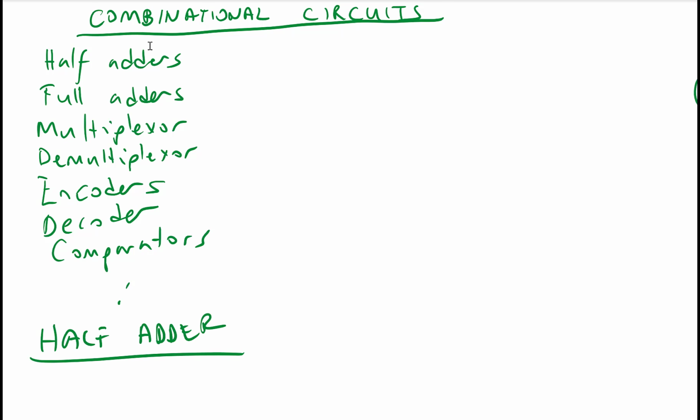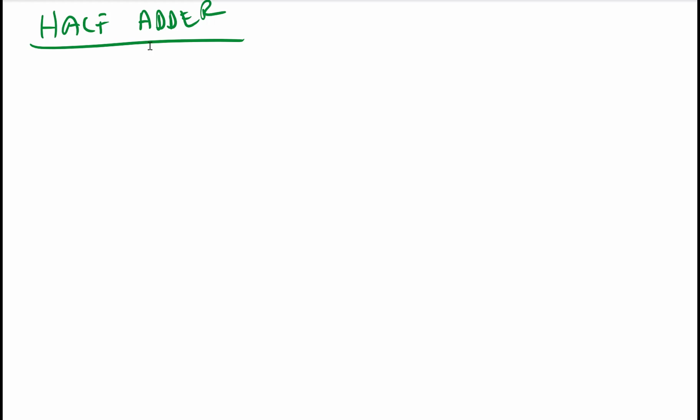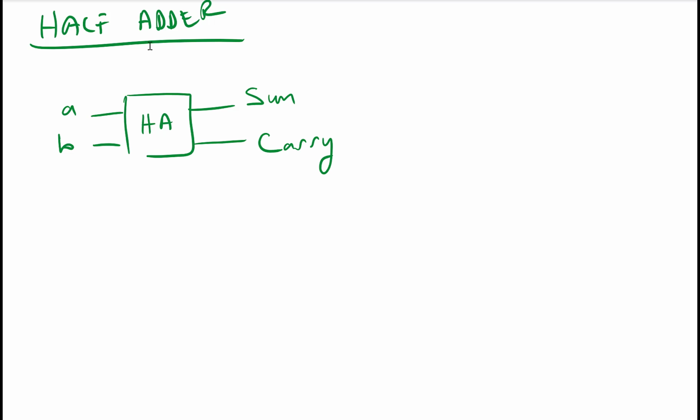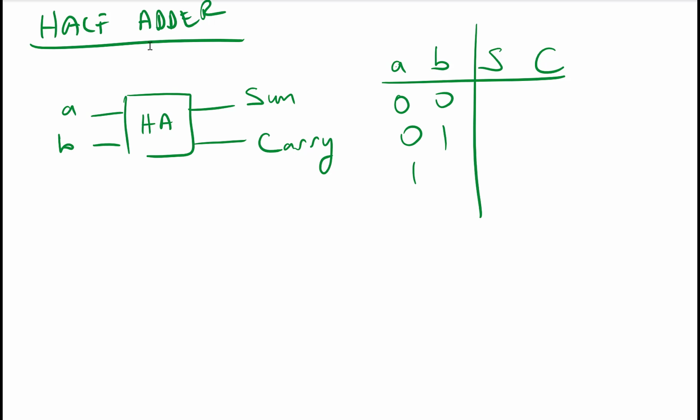In this case, what we do is add two 1-bit numbers together. So let's say A is 1 bit, B is 1 bit, and this is my half adder, and it will give a sum and also a carry. So let's say this is my carry. If I make the truth table of this half adder, I have A and B here, I have S and carry. So 0 0, 0 1, 1 0, 1 1.